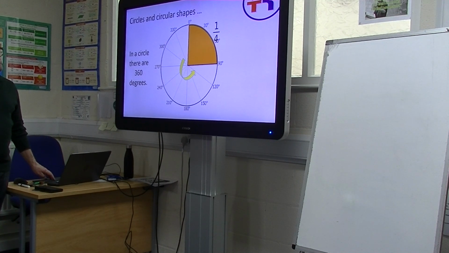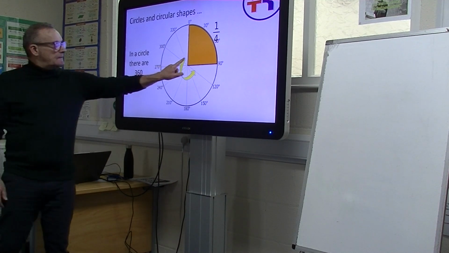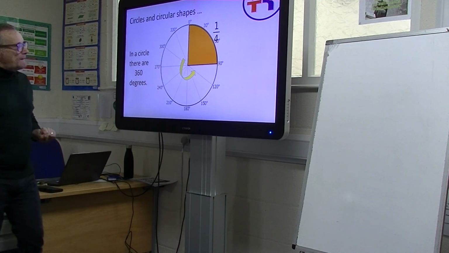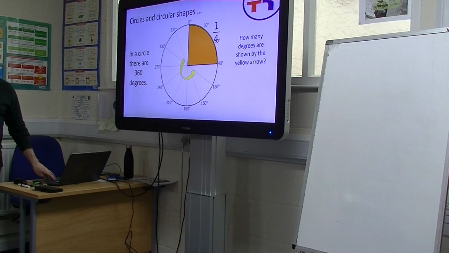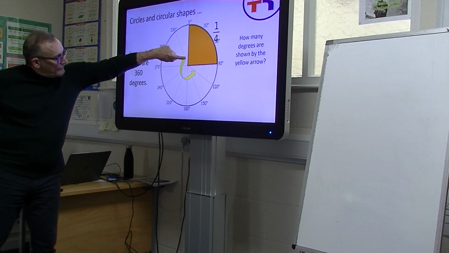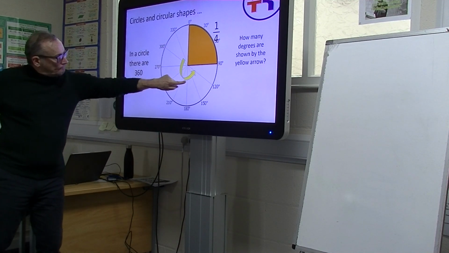That's a quarter of a circle. There's your 90 degrees. Your 90 degree angle. Okay? How many degrees are shown by the yellow arrow? How many degrees is that?